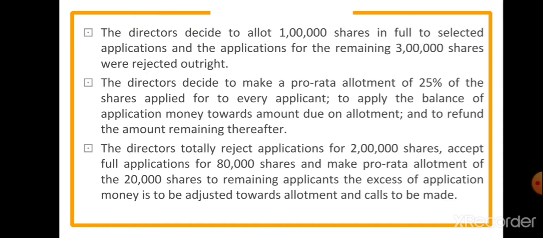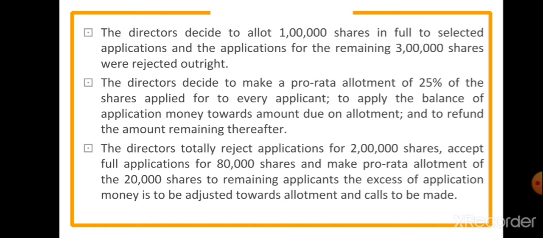And then you have the second situation. The directors decided to make a pro rata allotment of 25% of the shares applied for to every applicant, to apply the balance of application money towards amount due on allotment, and to refund the amount remaining thereafter. So we'll explain this when we're solving the problem. And then you have case number 3. The directors totally reject applications for 2 lakh shares, accept full applications for 80,000 shares, and make pro rata allotment of the 20,000 shares to remaining applicants. The excess of application money is to be adjusted towards allotment and calls to be made.